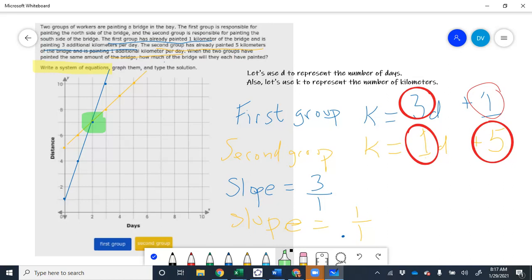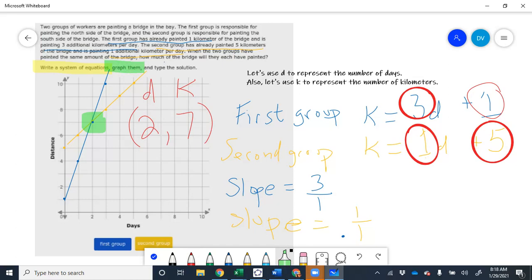That point has an x coordinate and a y coordinate, but I'm not going to write x and y. Remember, instead of x, we're going to put d for days, and instead of y, we're going to put k for kilometers or distance. So that point, the d value would be 2, and the k value looks like it would be 7. All right. So we've written our system, which I highlighted in yellow. We graphed them. I didn't highlight them, but let me do it now. We graphed them, and then we can write our solution.